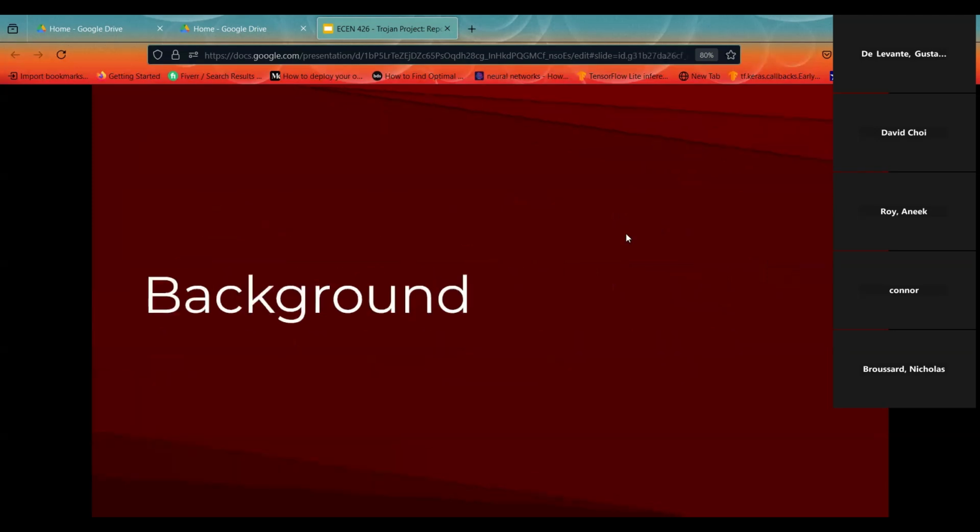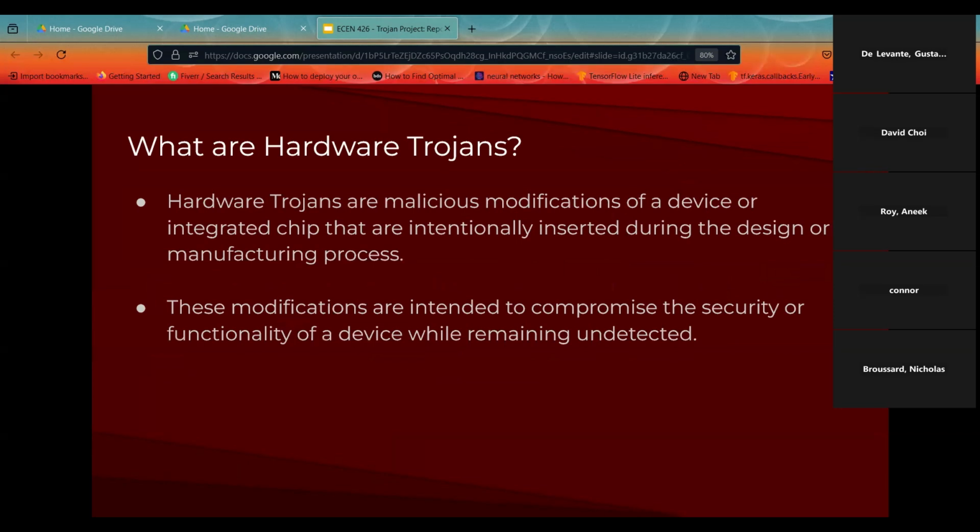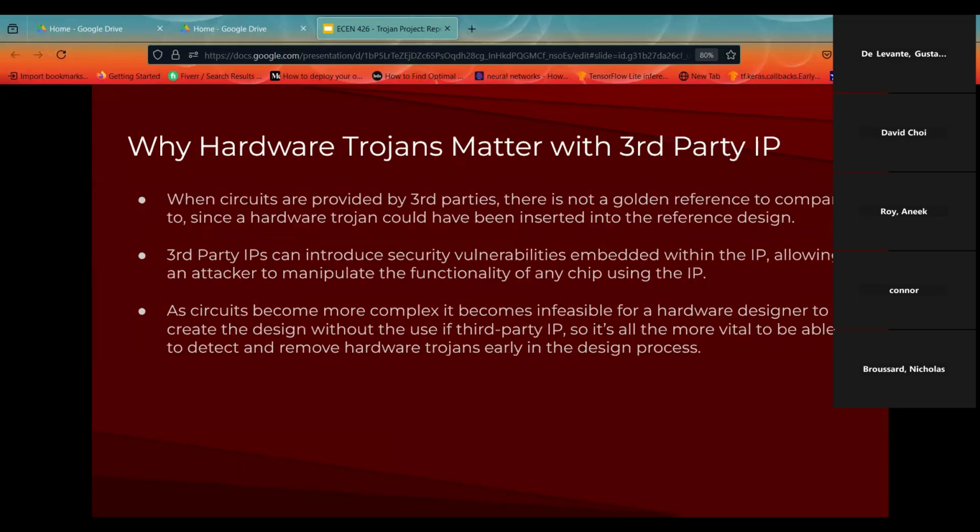So going into the background, what are hardware Trojans? They are malicious modifications of a device or integrated chip that are intentionally inserted during the design or manufacturing process. These modifications are intended to compromise the security or functionality of a device while remaining undetected.